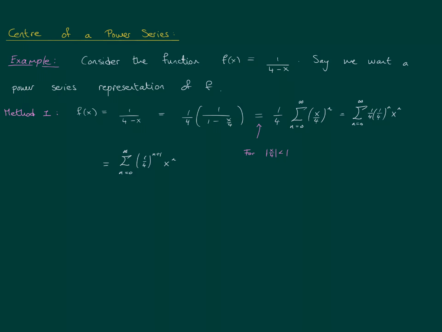Okay, and just to elaborate more on where this is valid, x over 4 less than 1 in absolute value implies that the absolute value of x is less than 4, i.e. x can be between minus 4 and 4.